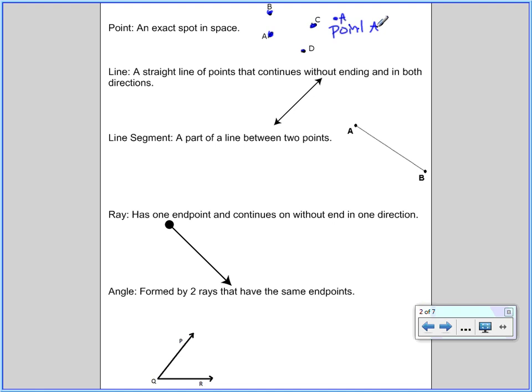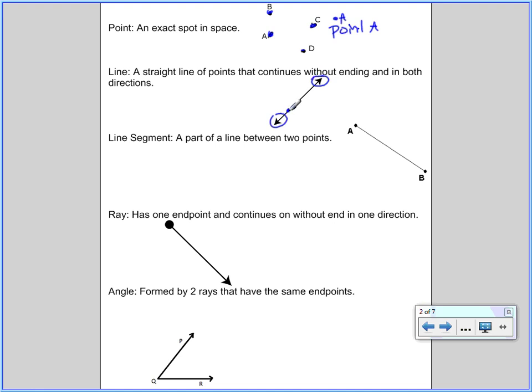The next one is a line. A line is a straight line of points that continues without ending and in both directions. So it goes forever. It never ends. And the way that we would draw that is we would have a line with an arrow at the end of each end of the line to show that it goes on forever. We don't have enough room to show it going on forever.